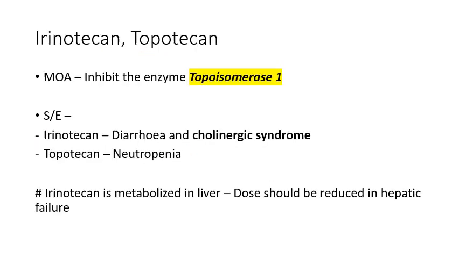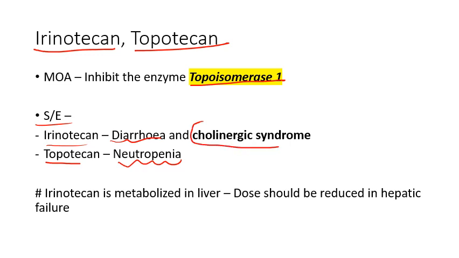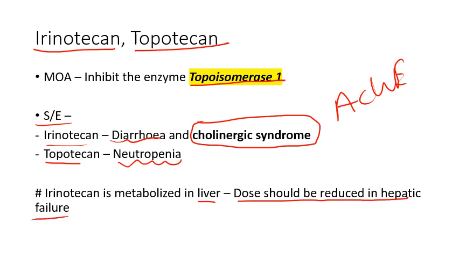The next two important drugs are irinotecan and topotecan. The mechanism of action is that they inhibit the enzyme DNA topoisomerase 1. The major side effect of irinotecan is diarrhea, and the major side effect of topotecan is neutropenia. Irinotecan also causes something called cholinergic syndrome, in that it inhibits the enzyme acetylcholinesterase, and it causes cholinergic activities like diarrhea, hypersalivation, lacrimation, and increased fatigue. Irinotecan is metabolized in the liver, and its dose should be reduced in hepatic failure. This becomes important because irinotecan is part of a regimen that is used in advanced colorectal cancer.